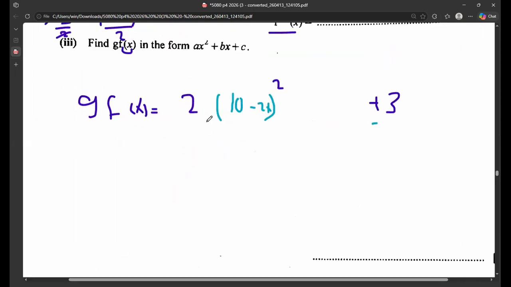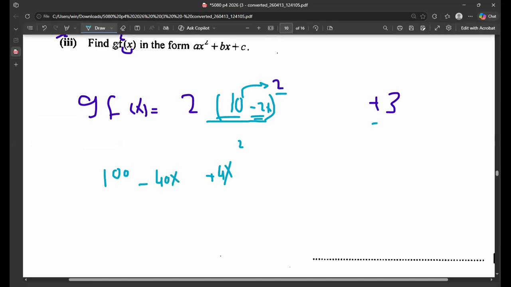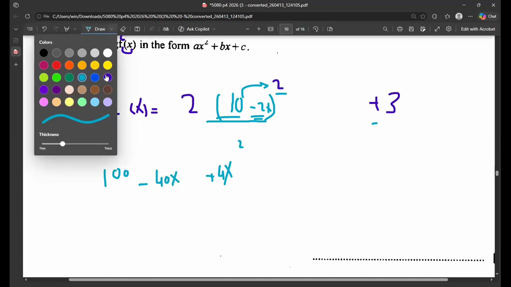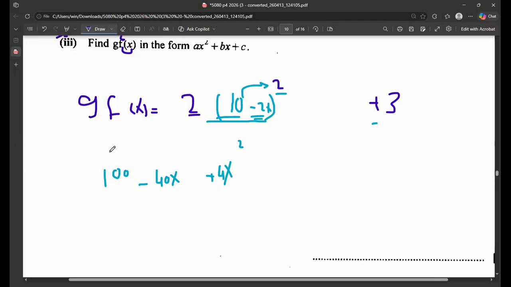So we say here, as an order of operation, we have to get the squared first. So the first number will be 100, and the -2x squared will be positive 4x squared. Then the first multiplied by the second multiplied by 2, which is negative 40x. Don't forget, all these numbers are multiplied by 2 from the outside bracket here.